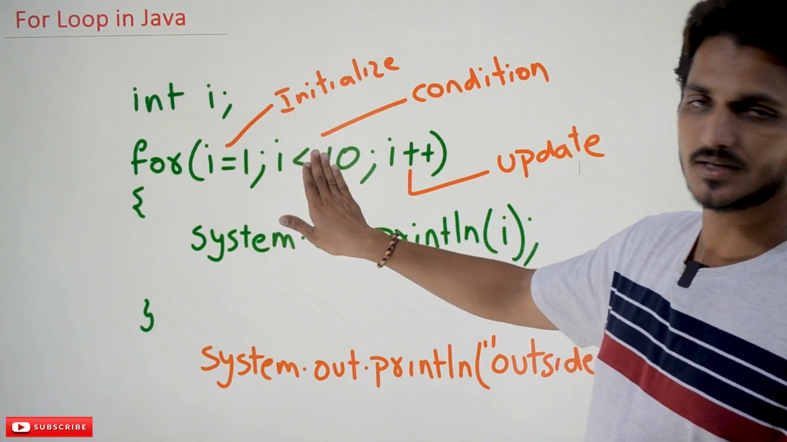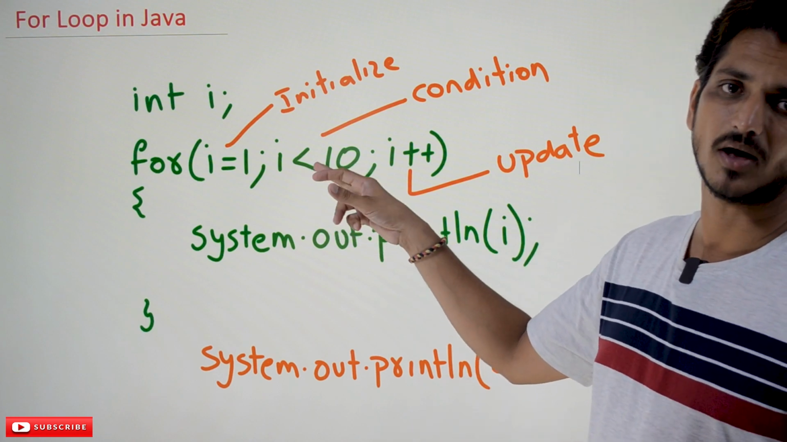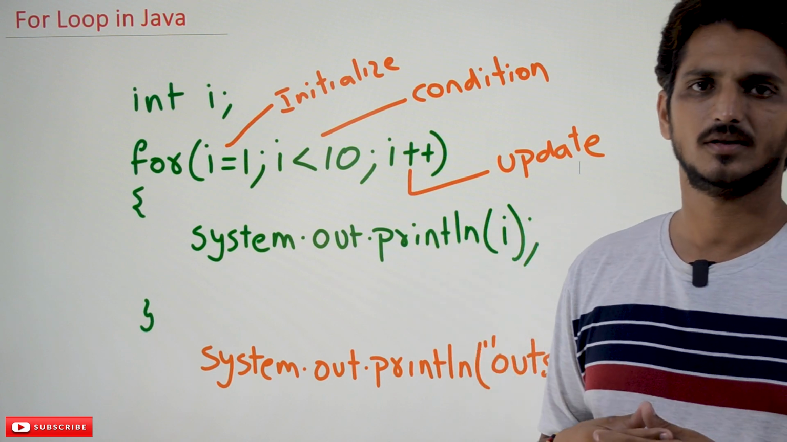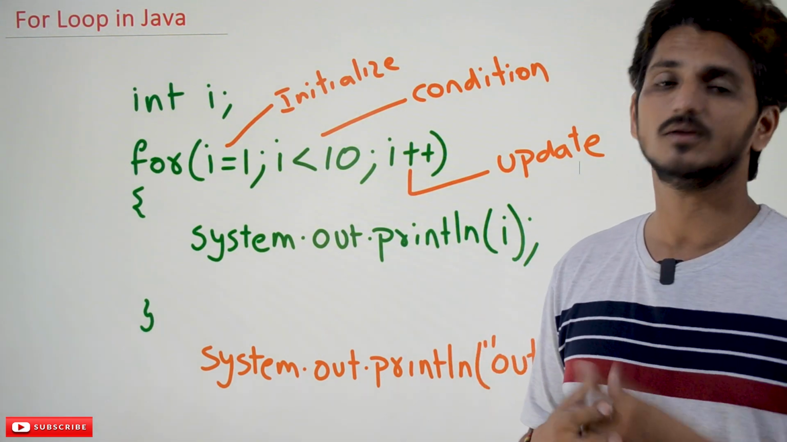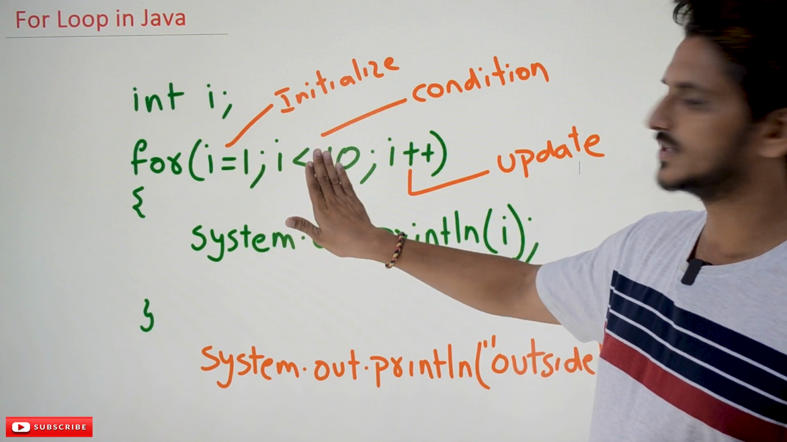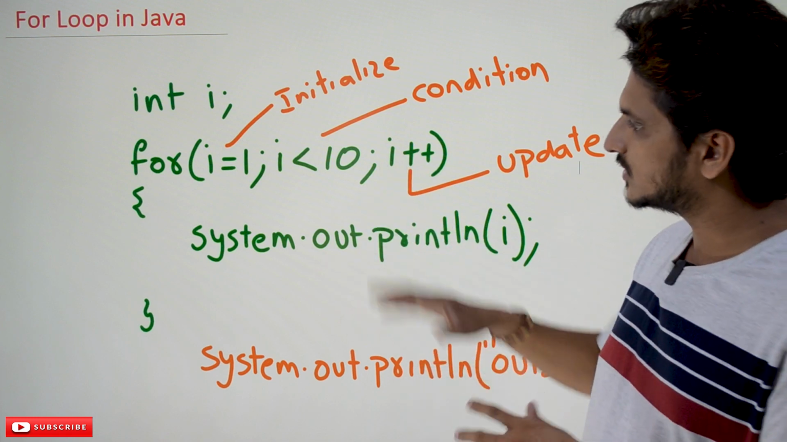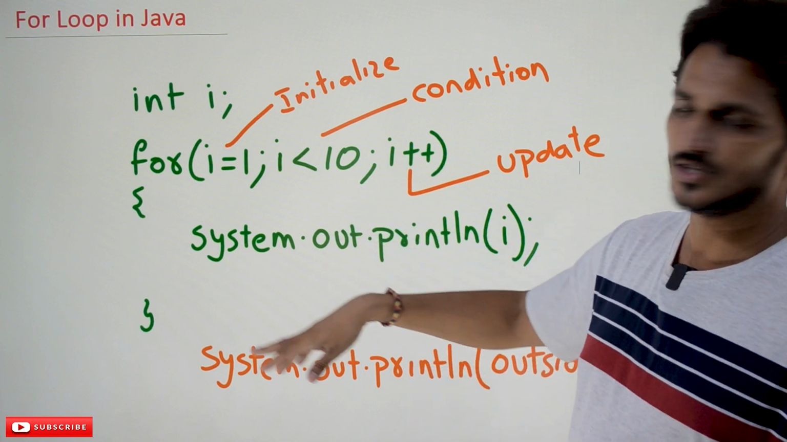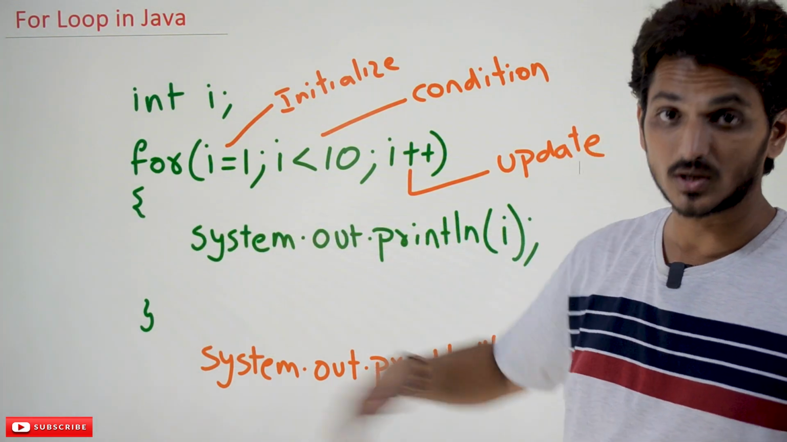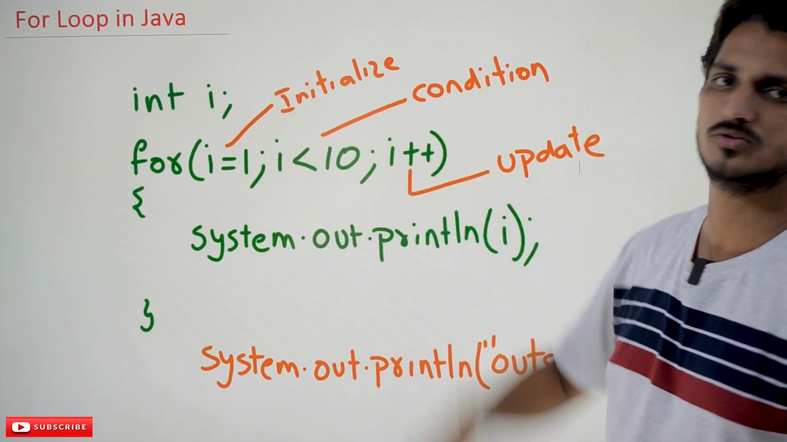After that, the second part is the condition part: i less than 10. This is the condition part. After that, the third part is the updation part. If you want to execute a loop, these three are the minimum requirements. The first one is initialization, the second one is condition, the third one is updation. Now try to understand how this code is going to be executed. Between the open and closed brackets, whatever you have written is the block of code related to this loop.